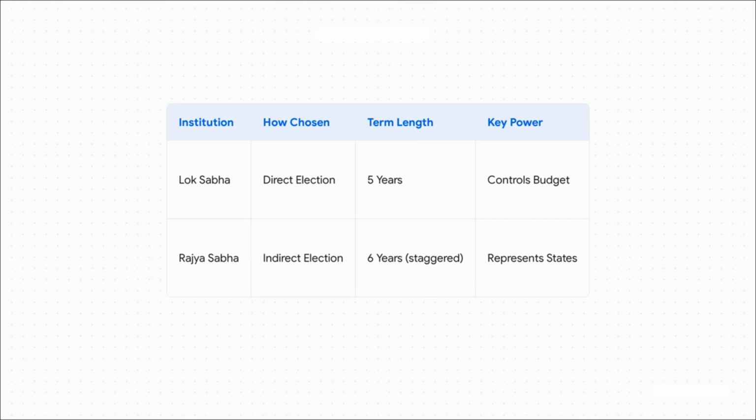And if we look a little closer, we see a really key difference in their power and purpose. The Lok Sabha, the one we all vote for, serves a 5-year term. And, this is crucial, it holds the real financial power. It controls the budget. The Rajya Sabha, on the other hand, provides a sense of continuity, with members serving staggered 6-year terms, always there to represent state interests.